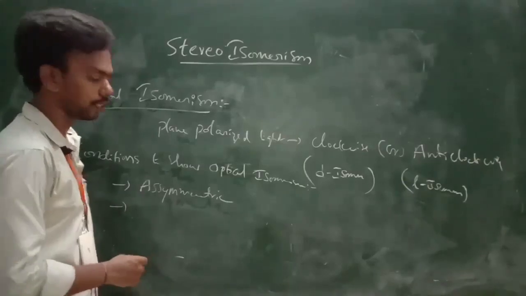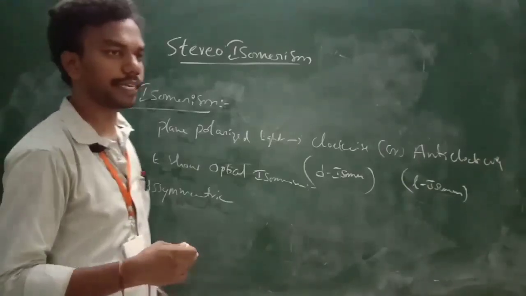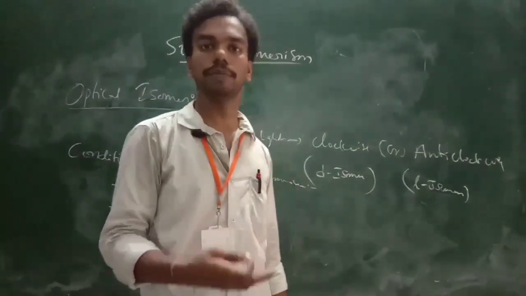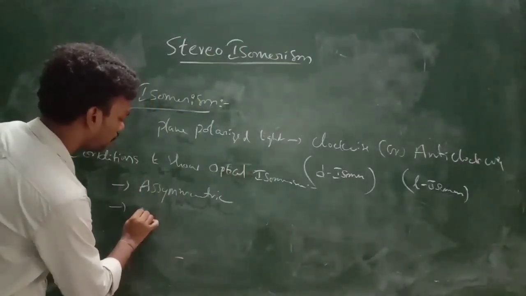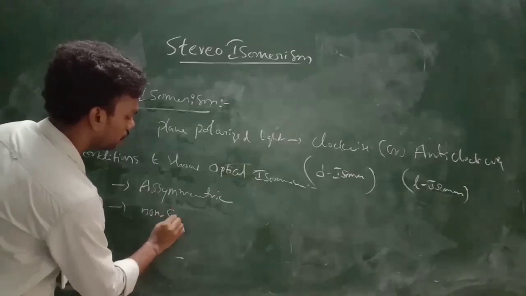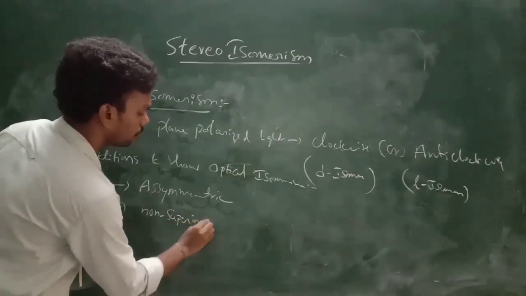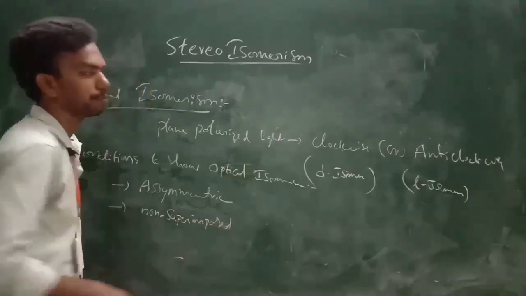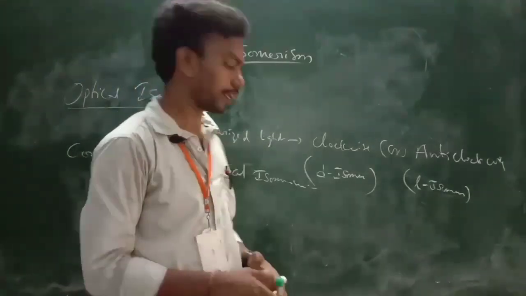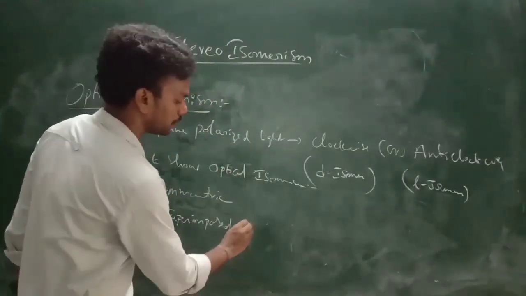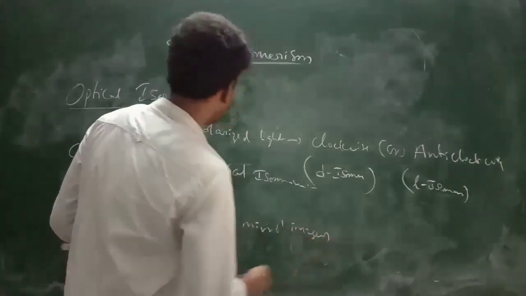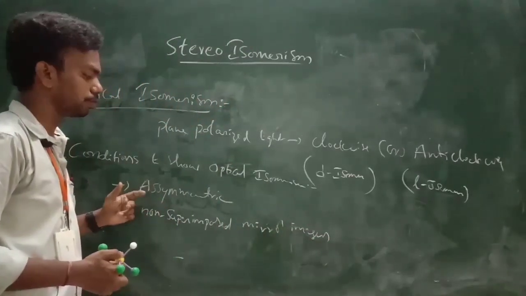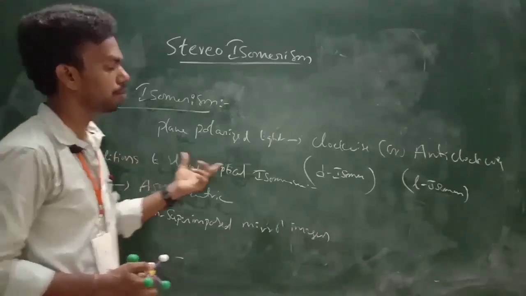And the second condition is that the complex, the object, and its mirror image should be non-superimposable to each other. So mirror images are non-superimposable. These two are the conditions to show optical isomers.